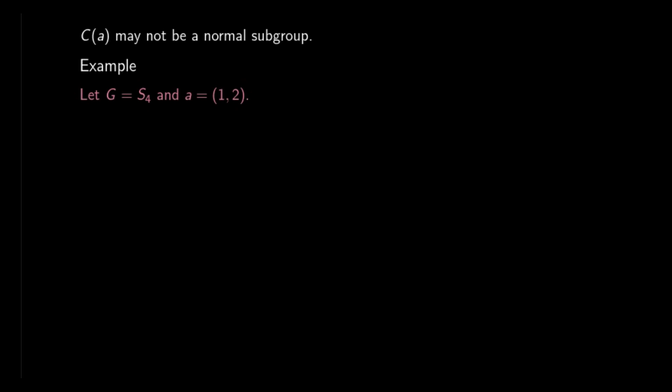To prove that C of A is not a normal subgroup of G, we need to find an element x inside C of A and some element y inside G such that y inverse xy is not in C of A.